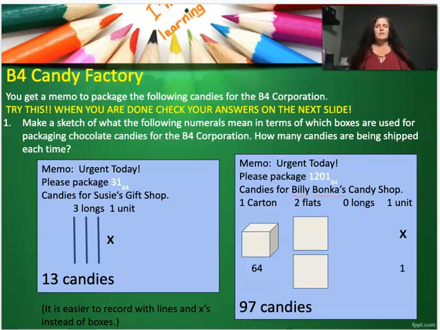So there's 97 candies in these. Really make sure you pause this video and make sense of what just happened, so you're not reading that as 1,201 candies, because it's not. It's only 97. And you can refer back to this when you're doing your memos on your B2 discussion board.